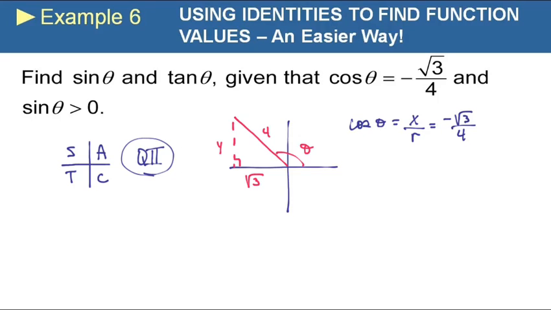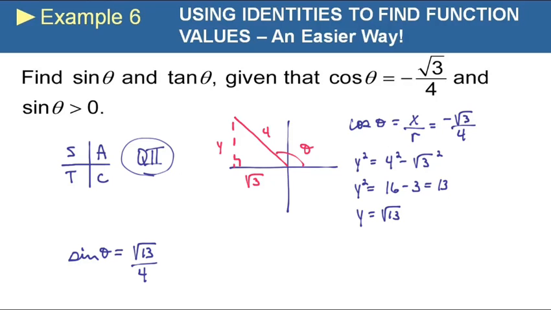So the Pythagorean theorem will help us do that. We're looking for a leg, so we'll be subtracting the squares. So 4 squared minus square root of 3 squared gives us 16 minus 3, which is 13. So y squared is 13. That means y is square root of 13. Now that we know all 3 sides of the triangle, we can find any function we like.